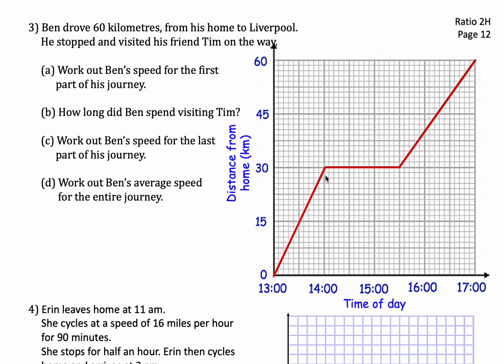So here's the first part of his journey up until this point. And to work out speed, we just need to know the gradient of this line. So that's the rise divided by the run. So the rise there is 30 kilometres. The run is just 1 hour. So 30 divided by 1 is 30. So he's travelled at 30 kilometres per hour.